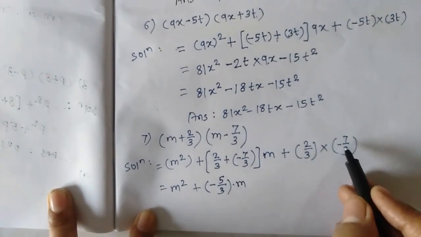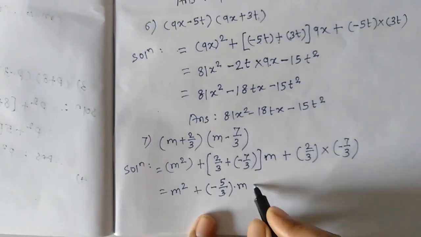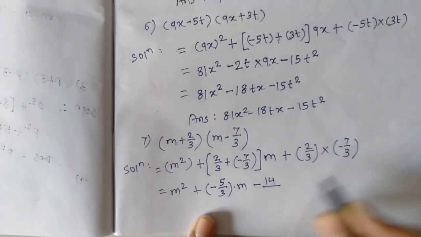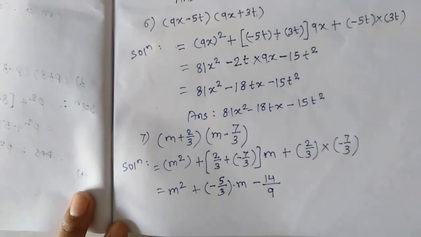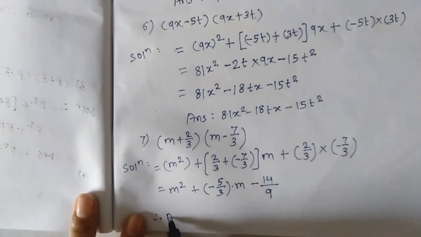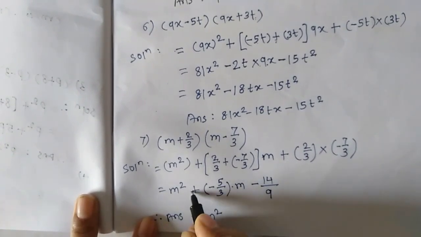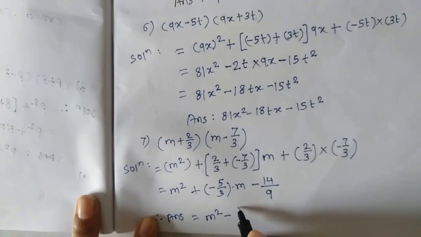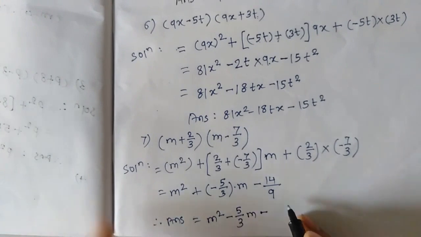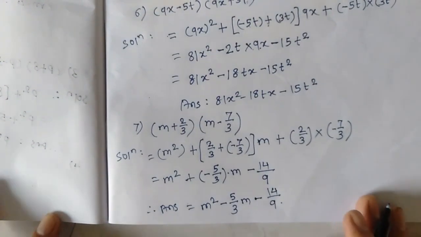Again here one number is negative, so take the negative sign here. 2 7s are 14 upon 3 3s are 9. Therefore answer is m square. Now here plus and minus, so take the minus 5 upon 3m minus 14 upon 9. Understood?